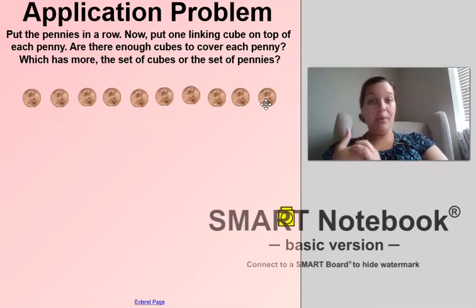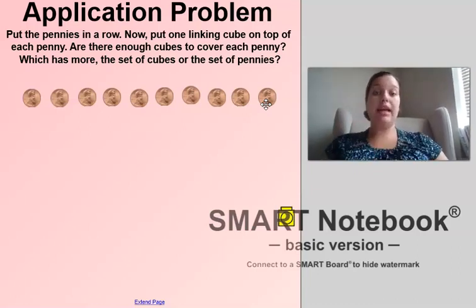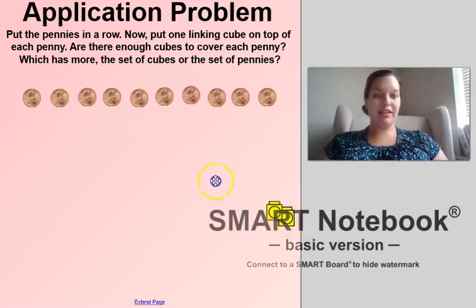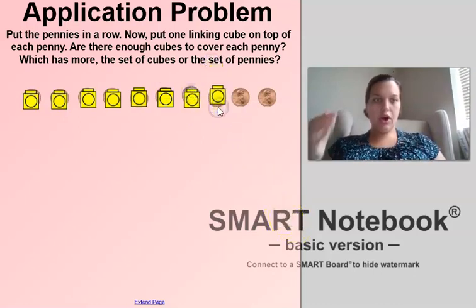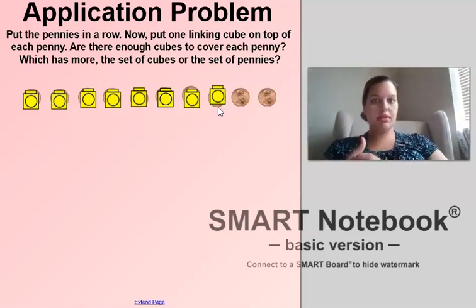Okay? Now we're going to put one linking cube on top of each penny. We're going to see if there's enough cubes to cover each penny. 1, 2, 3, 4, 5, 7, 8. Oh no, I'm out of cubes.